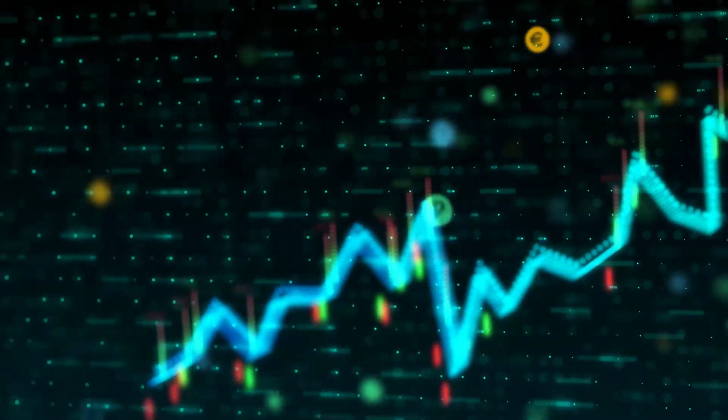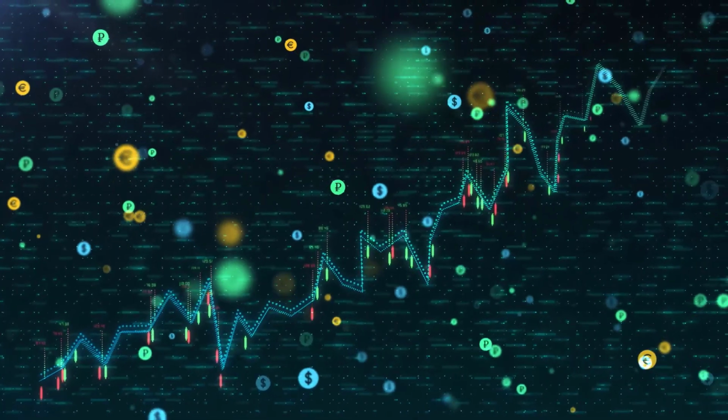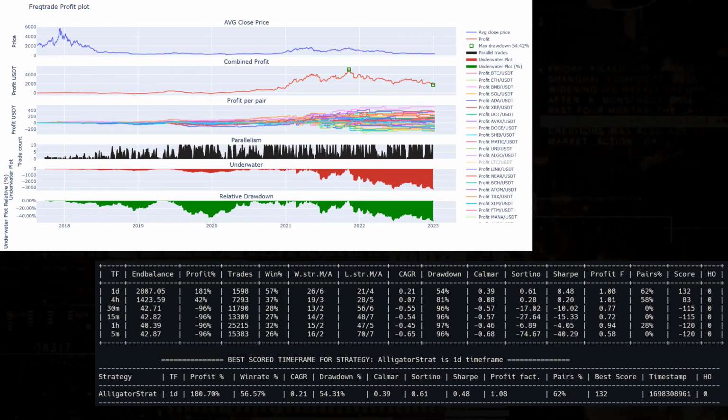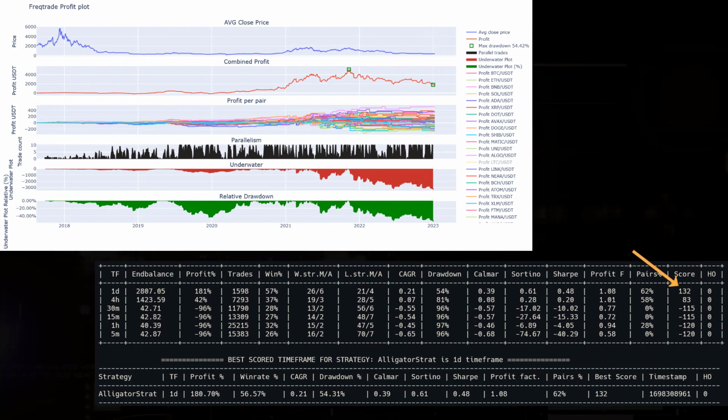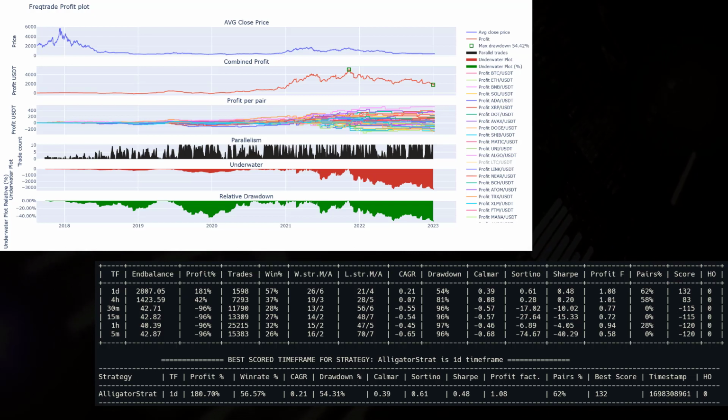Now, of course, I backtested these 3 alligator strategies according to my standardized way, so that I can compare the results with the trading algorithms that I tested earlier. And the results are as follows. The alligator strat by Gert Wolgemuth has a moderate end score of 132, mainly because of its low profits and low Calmar, Sortino and Sharpe ratios.